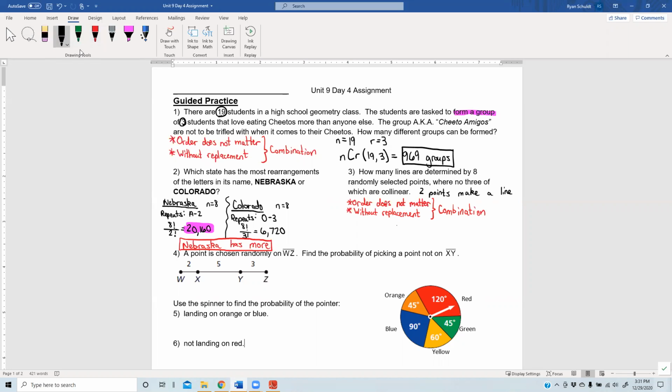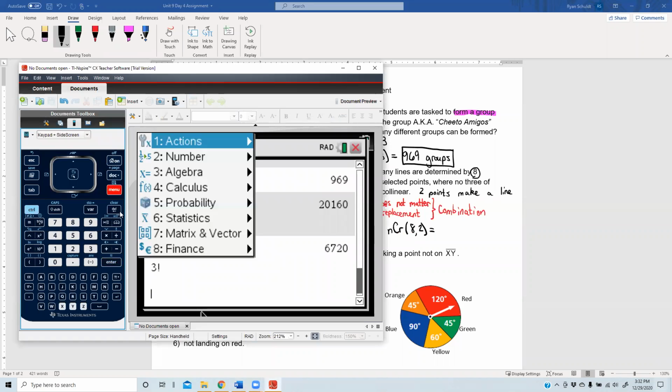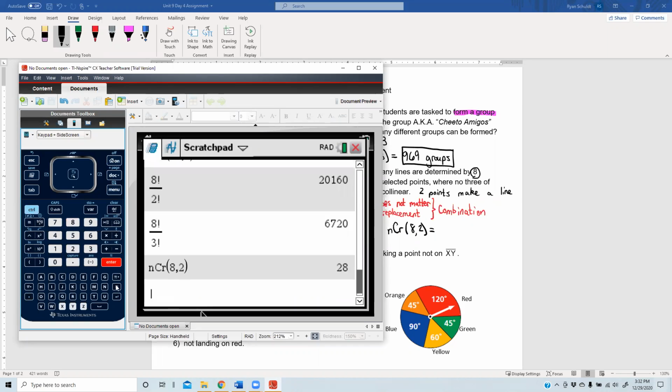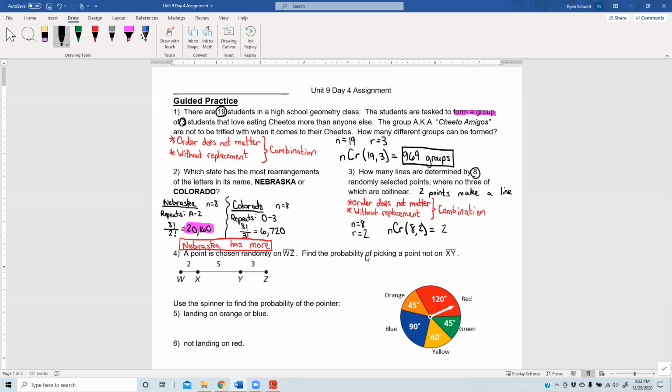Okay, so now we've got to figure out, how many are we picking from? We're picking from 8. So N is equal to 8. How many do we need to make a line? We only need 2. So 8 is our N, 2 is the R. So we can do nCr, 8 comma 2. So menu, 5, 3, and then do 8 comma 2. It's going to give us 28. So that means we can make 28 lines. Okay, there's number 3.